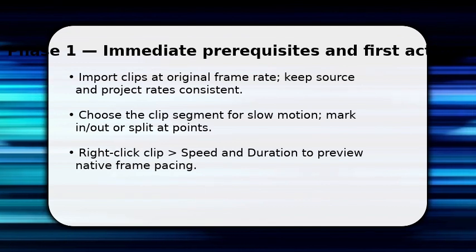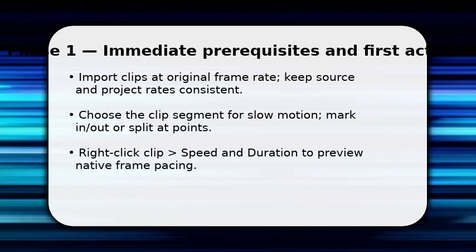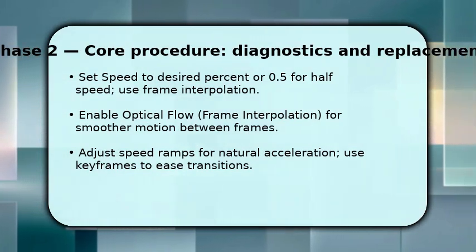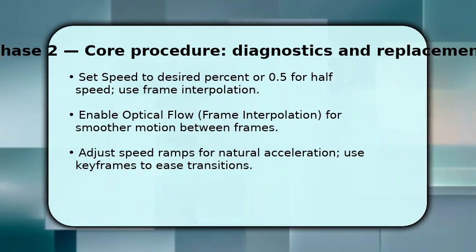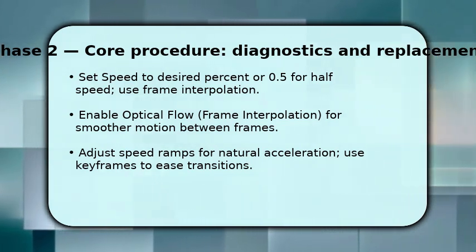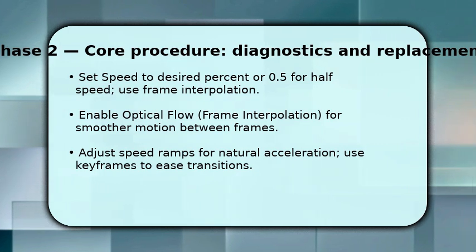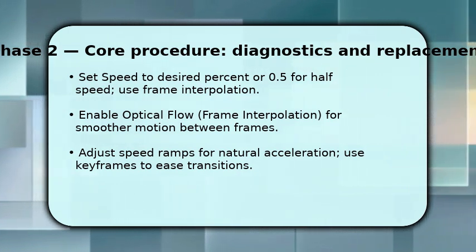Keep the original clip backed up on the timeline while you experiment with the next steps. You should set the clip speed to the target percent first. Try 50% for half speed because interpolation depends on the new timing. Then enable optical flow or frame interpolation in Filmora. This generates intermediate frames and smooths motion, which is essential for slow motion from standard frame rates.